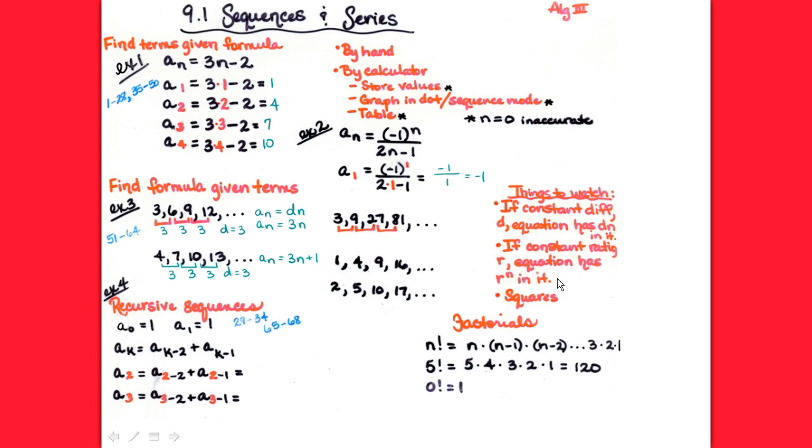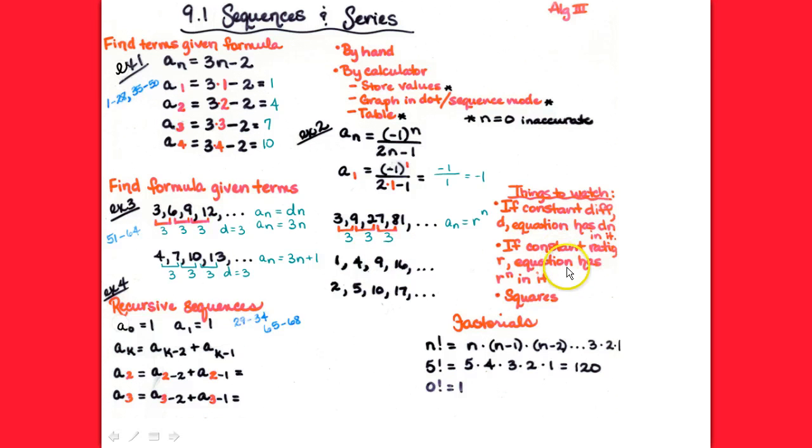Ratio is a fraction, right? Division. So we could say 9 divided by 3 is 3. 27 divided by 9 is 3. 81 divided by 27 is 3. Hey, I got a constant ratio for this one.